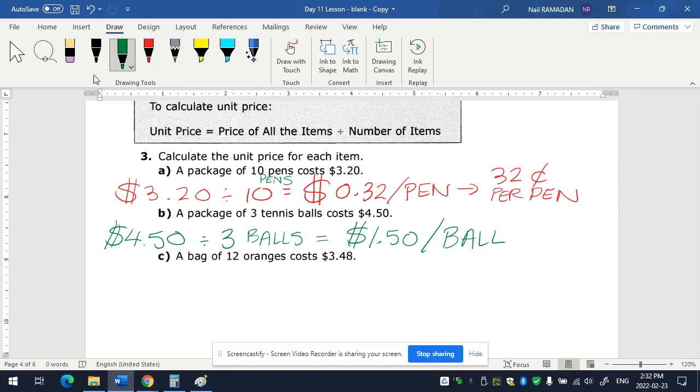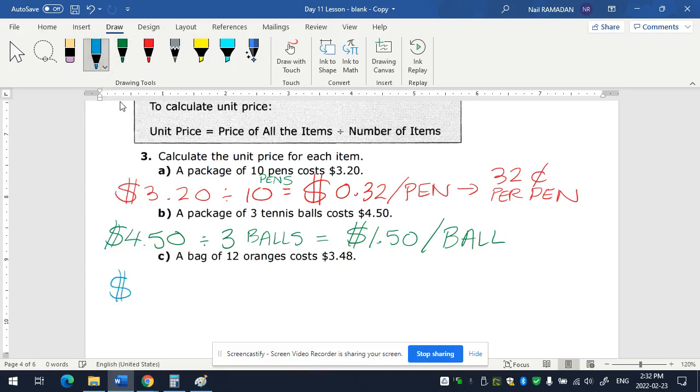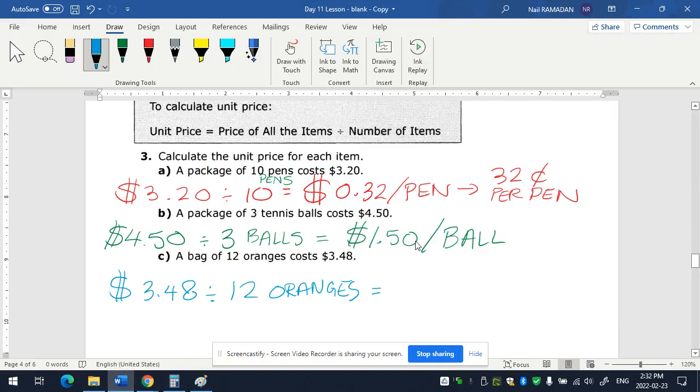Okay, last one. Let's go with blue. How much? $348 for 12 pieces of fruit, or oranges in this case. I have no idea how much that is. This is beyond my pay grade. Whoa, 0.29. So 0.29 per orange, or you can just say 29 cents.